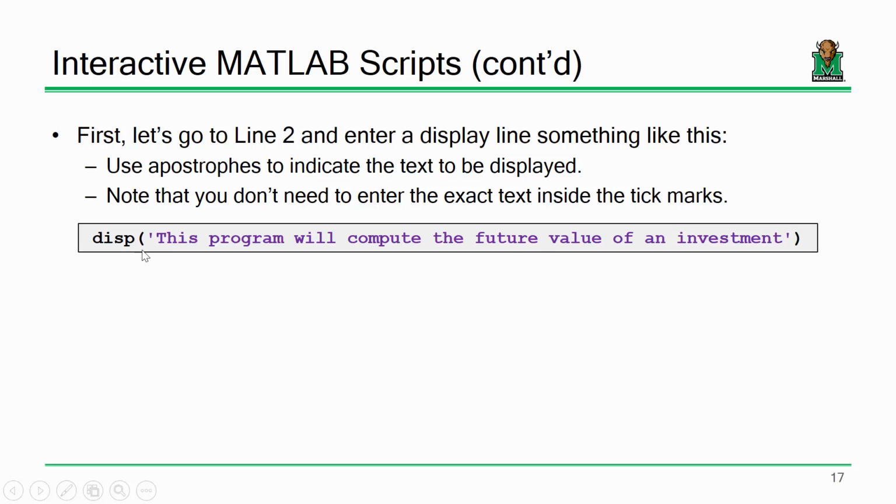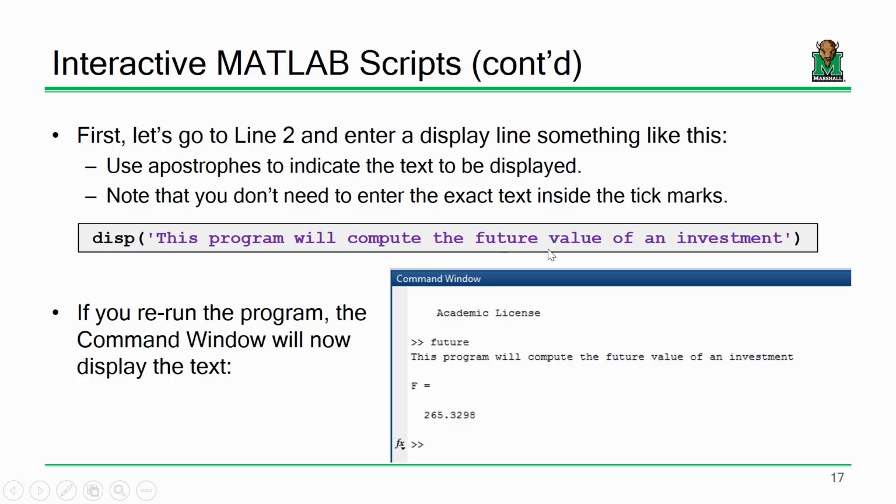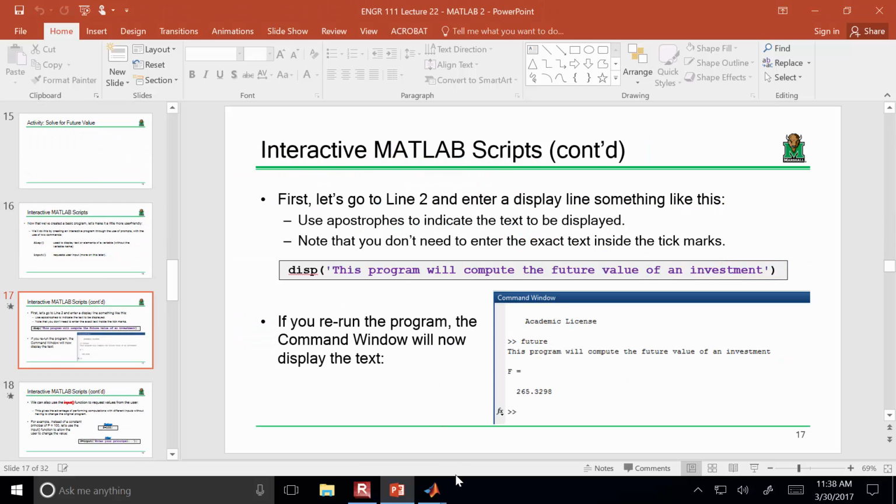Now the syntax for that is that you have to have the parentheses both at the beginning and at the end, and then you have apostrophes just to show that it's text. It doesn't have to be these exact words. It can be anything inside of the apostrophes. And if we add that, then this is the output that would come from your program. It would give the display message, and then it would give the future value. So that's what you could put into line 2 of our program.